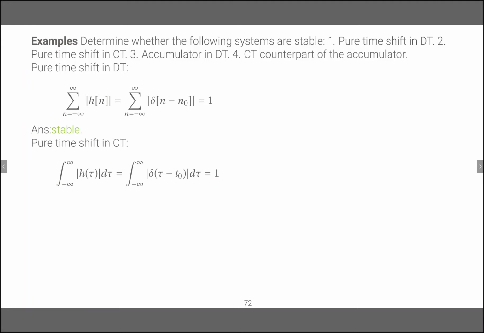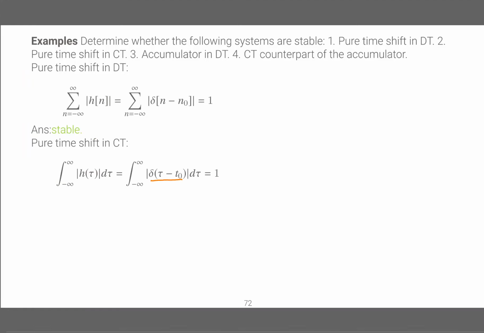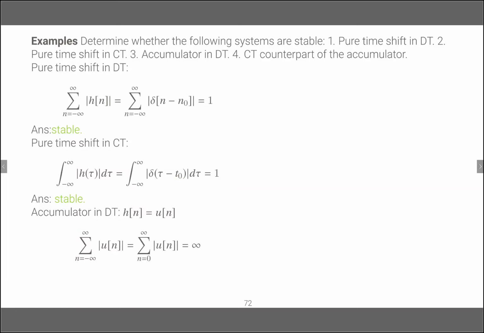Pure time shift in continuous time. So our h(t) is equal to delta(t minus t0). When you put it here, you know that the integral is equal to 1. So therefore it is also stable.